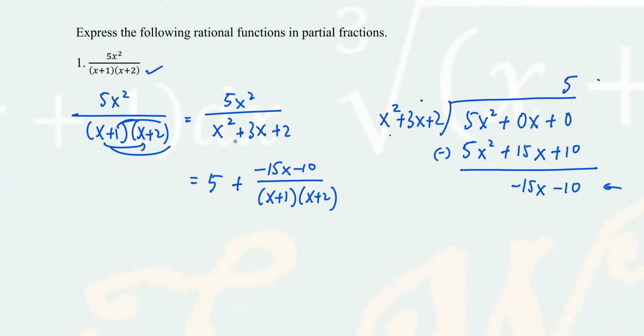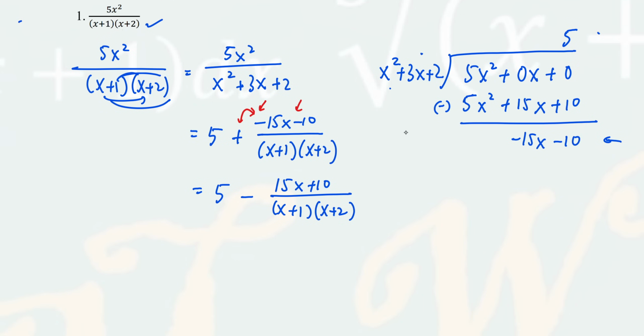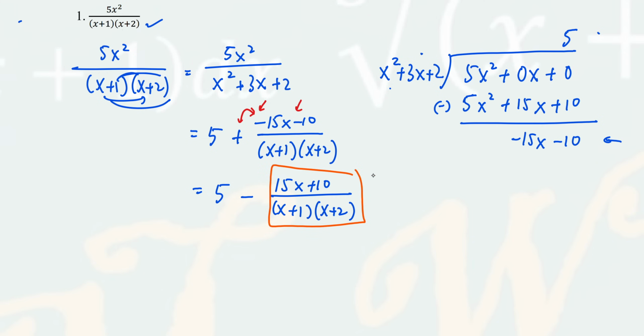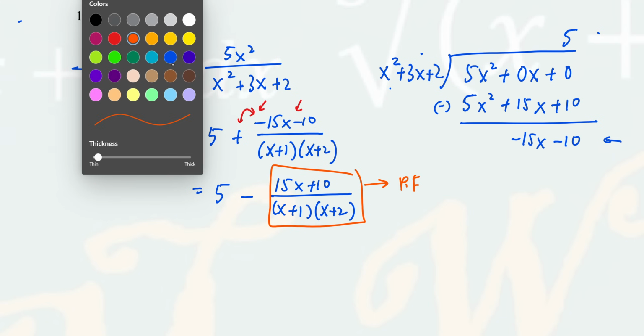But then if we check, now the numerator, both are negative. That means we can factorize a minus. So once you factorize this minus combined with the plus, that is minus. So I will rewrite this as 5 minus (15x plus 10) over (x plus 1)(x plus 2). And now my partial fractions will be found based on this. This one I have to find partial fractions. Later I will just combine back to get the final answer.